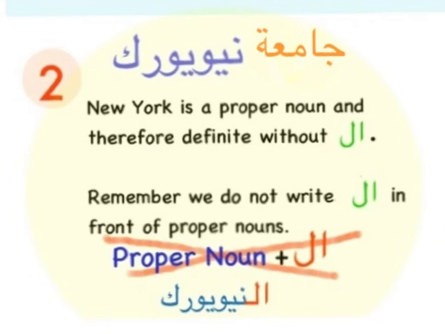without L. Pretty easy. We said that you need alif lam for the second word to define the first one, but if the second word itself is definite, in this case a proper noun, you don't need alif lam. Let's make it clear. Did you see me? I just crossed the alif lam. So we do not write alif lam in front of proper nouns. جامعة New York is an إضافة, and you don't need alif lam.